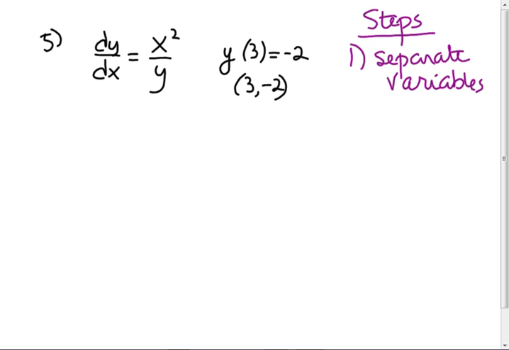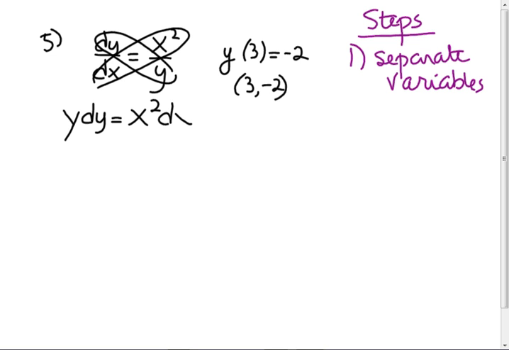Separate the variables. How are we going to do that? Just cross multiply. Multiply these guys together and these guys. Hopefully everything's going to land in the right place, and it does. It's y dy equals x squared dx.